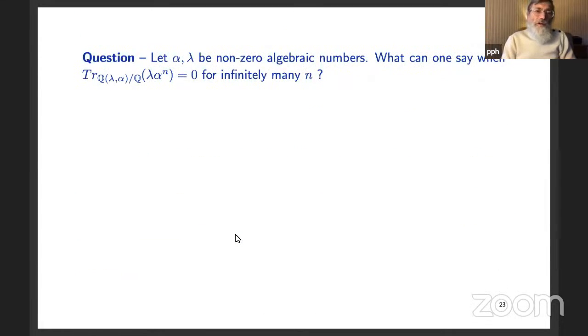So now we have seen what happens if we have infinitely many traces which are integral and non-zero. Of course, if there are infinitely many traces which are integral, it can be that there are infinitely many which are integral non-zero, or the alternative is that there are infinitely many which are zero. So we have to investigate what happens when the trace is zero for infinitely many n.